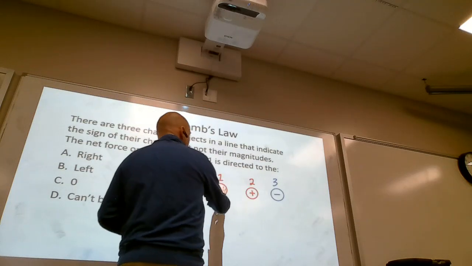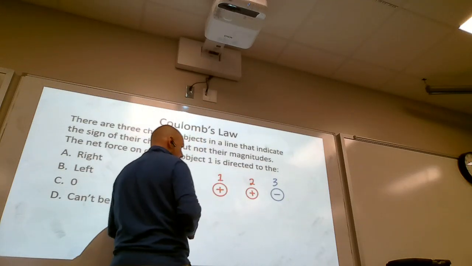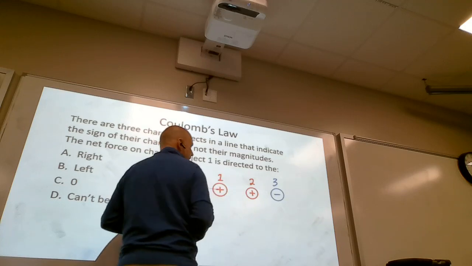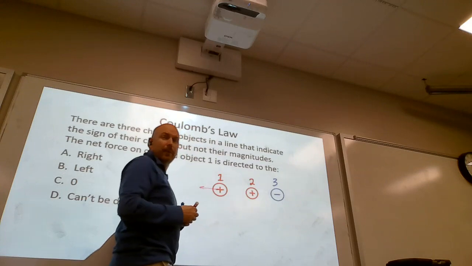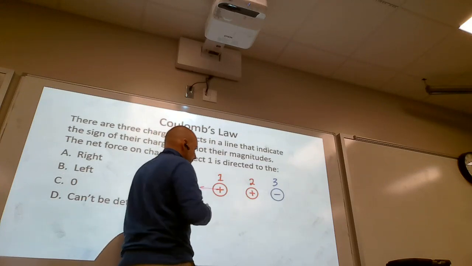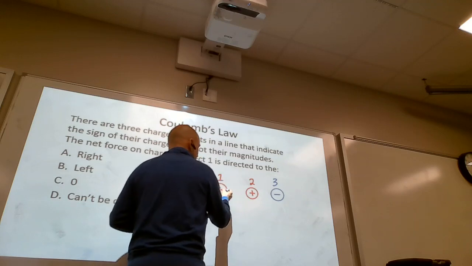All right. What's going on between 1 and 2? Repulsion. Which way is 1 being repelled? To the left. Everybody all right with that? And between 1 and 3, what's going on? Attraction. The 1's being attracted which way? To the right.